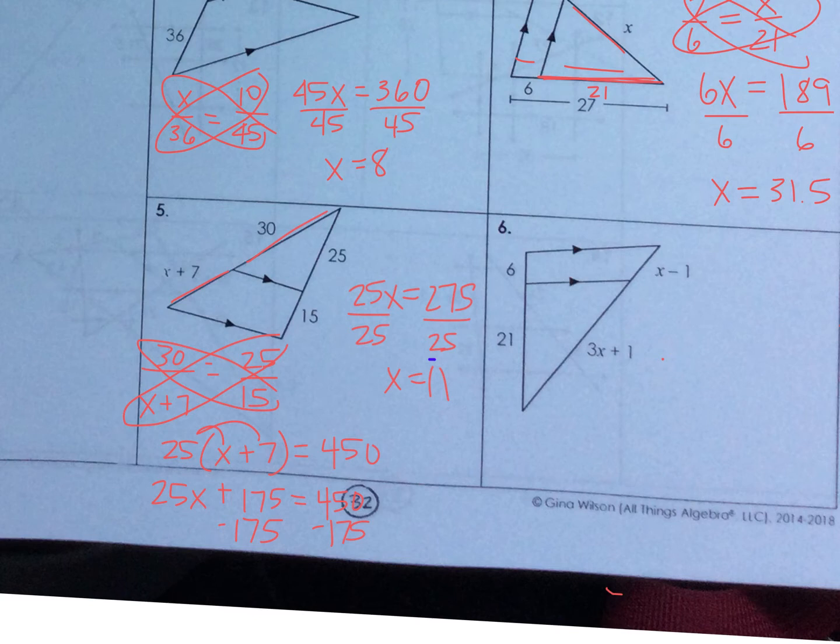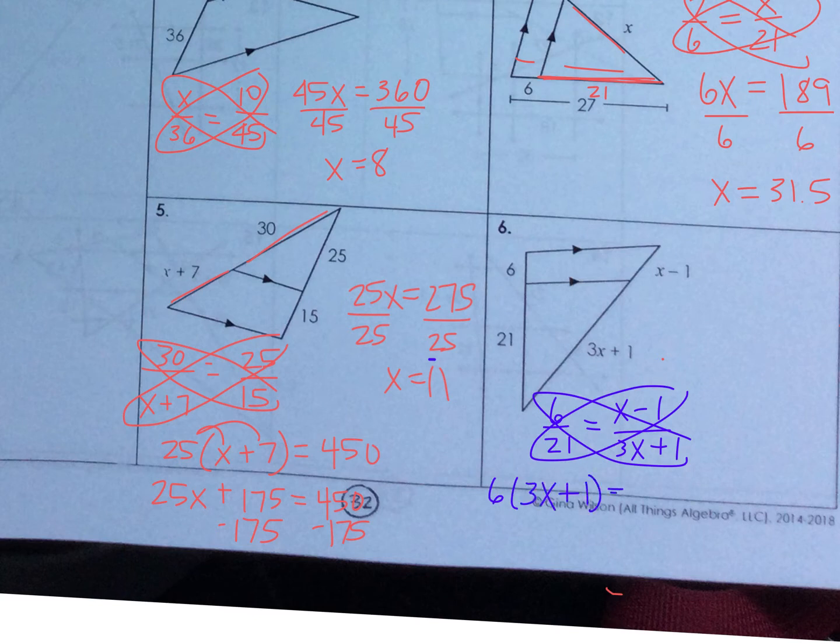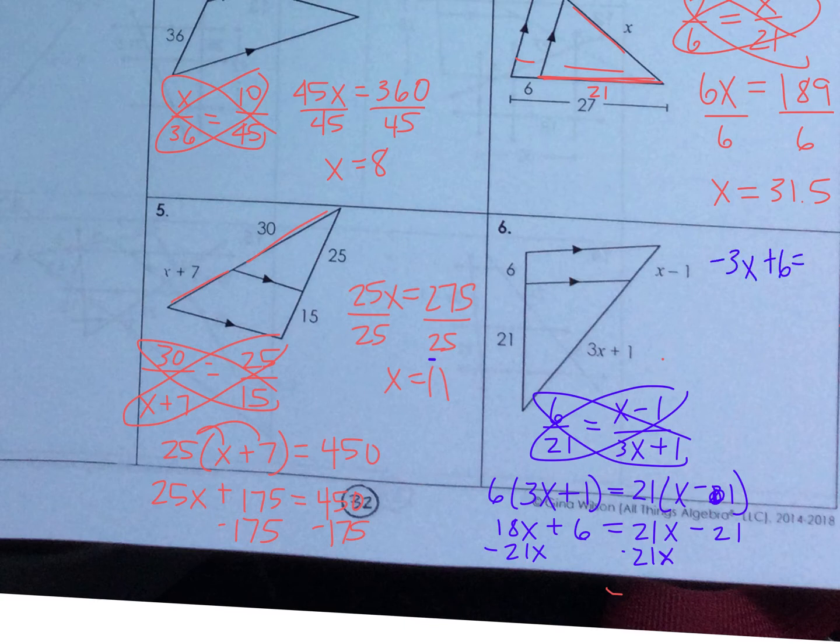All right, let's do the last one on this page. I'm going to go with 6 over 21 equals x minus 1 over 3x plus 1. Cross multiply. So I've got to distribute the 6 to the 3x plus 1. Have to distribute the 21 to the x minus 1. 18x plus 6 equals 21x minus 21. I'm going to subtract 21x. Now I have negative 3x plus 6 equals negative 21. I'm going to subtract 6. Negative 3x equals negative 27. Divide by negative 3. X equals 9. Ugh, that was a lot.